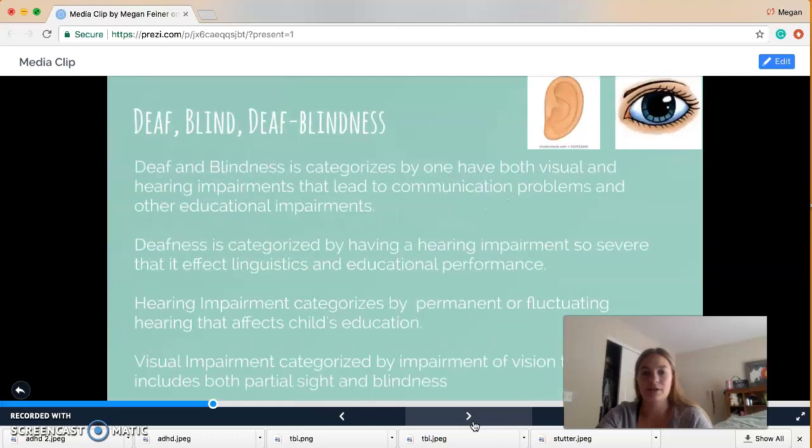Deaf and blindness, of course, there are 3 categories within this. There's deaf, blind, and deaf-blindness. Hearing loss usually socially affects one's receptive and expressive communication skills, so they may have a hard time receiving the information that's being told to them, as well as expressing a response to what they're hearing. So that may be hard for them within the classroom to understand what the teacher is saying, as well as ask questions or communicate with others in a group project.